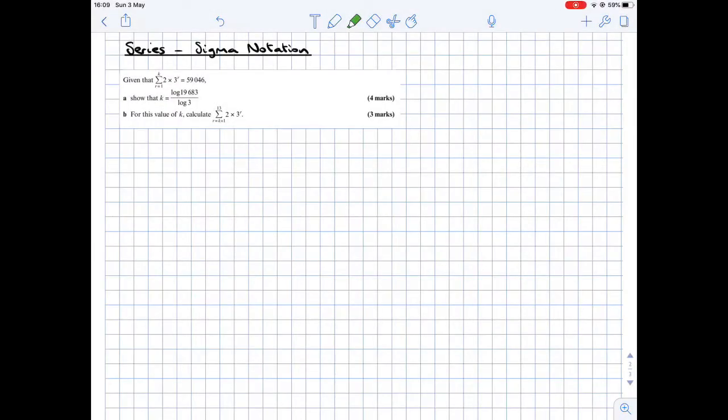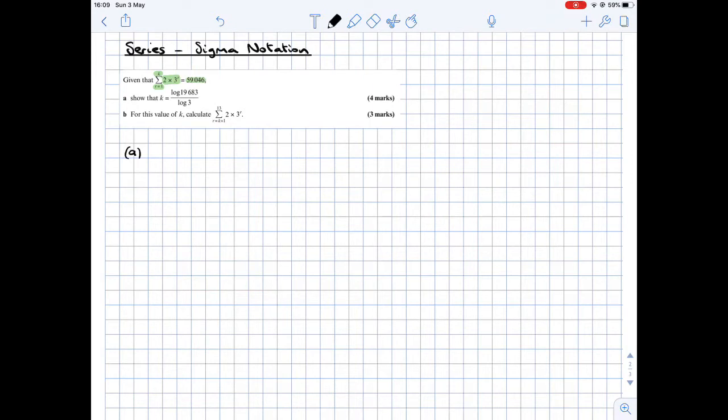Series, sigma notation exam style question. In this question we're given a summation from the first term to the kth term, and the rule is 2 times 3 to the power of r, and that is equal to 59,046. And we want to show that k is equal to a certain value.